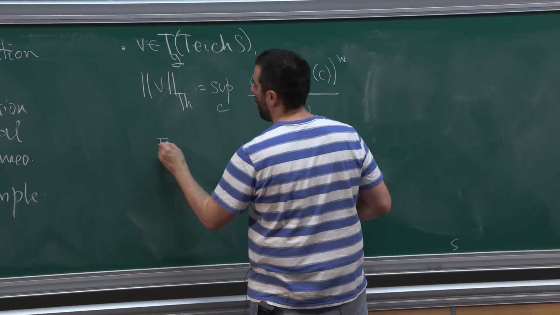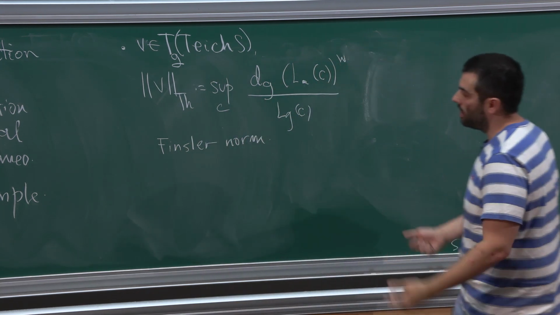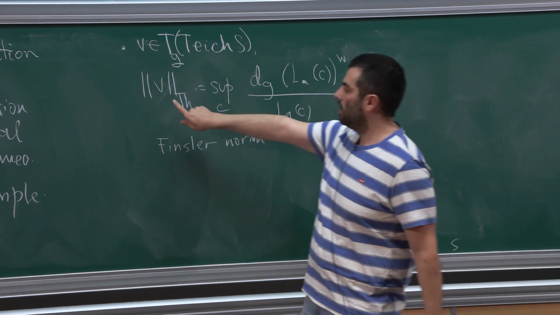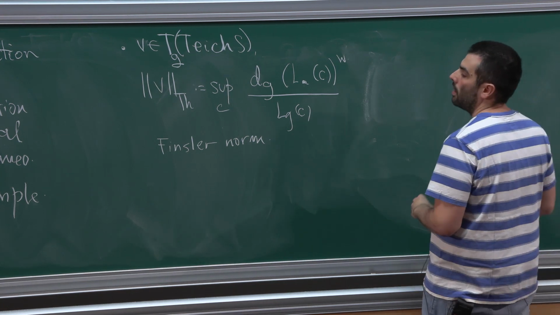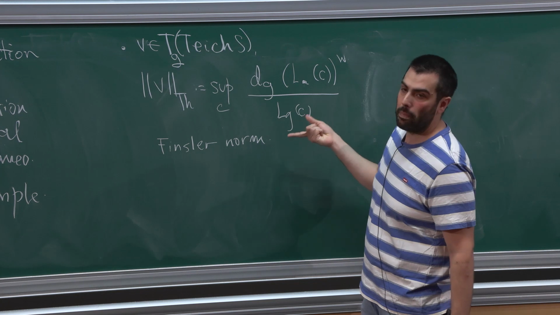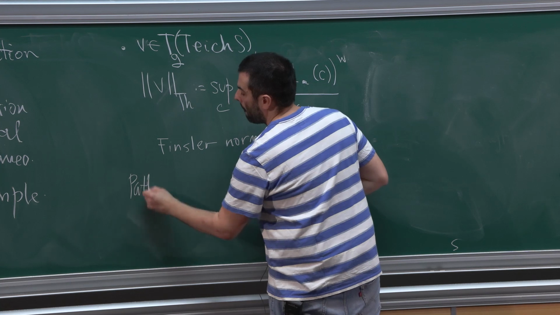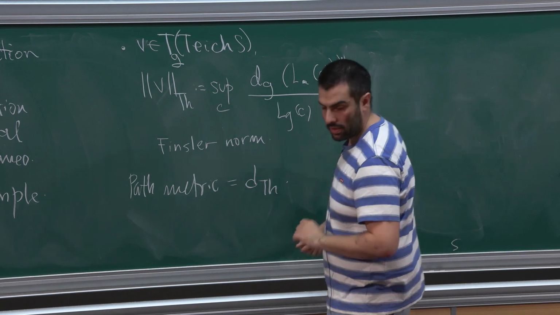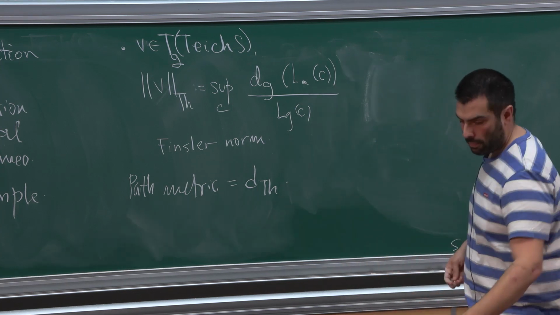Finsler norm. By this I mean it's greater or equal than 0. It's 0 only if the vector that you put here is 0. It's homogeneous with respect to positive scalars, and it satisfies the triangle inequality. And moreover, the induced path metric is d_Th. So path metric equals d_Th. Okay?